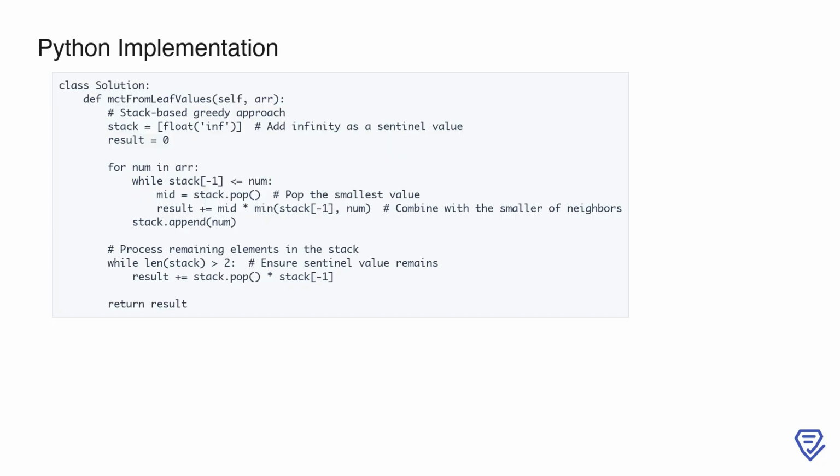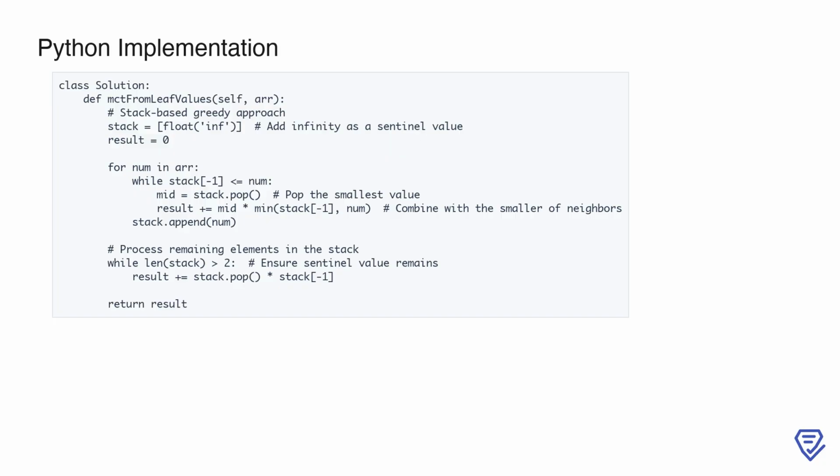The cost of merging this value is added to the result by multiplying it with the smaller of the adjacent values, the new top of the stack or the current number. This ensures we minimize the cost of merging at every step. After processing, the current number is pushed onto the stack.